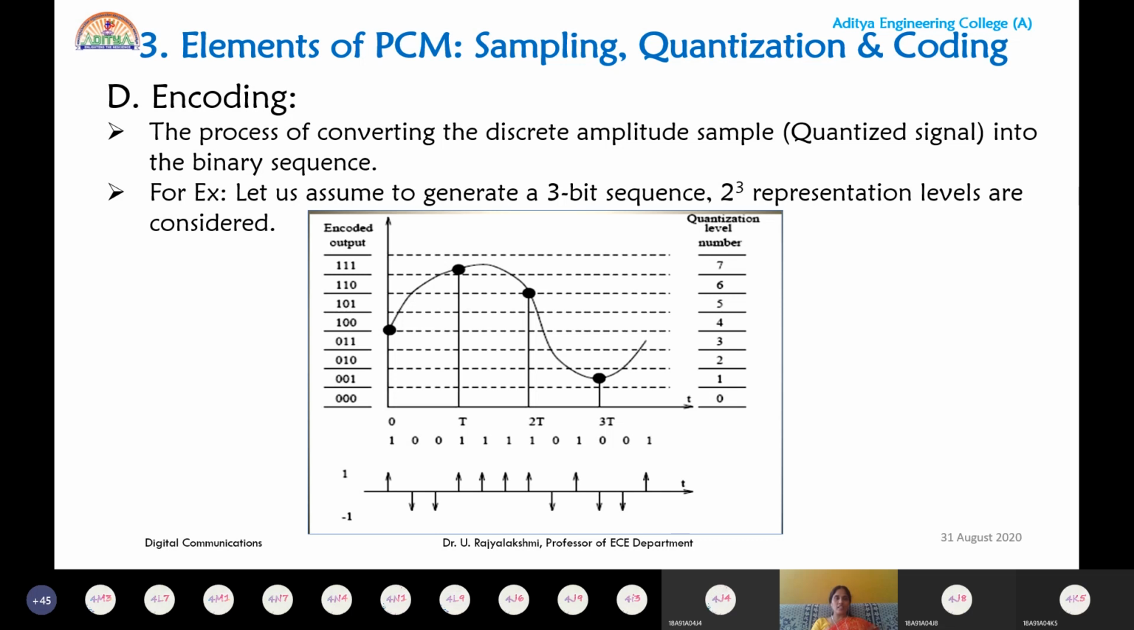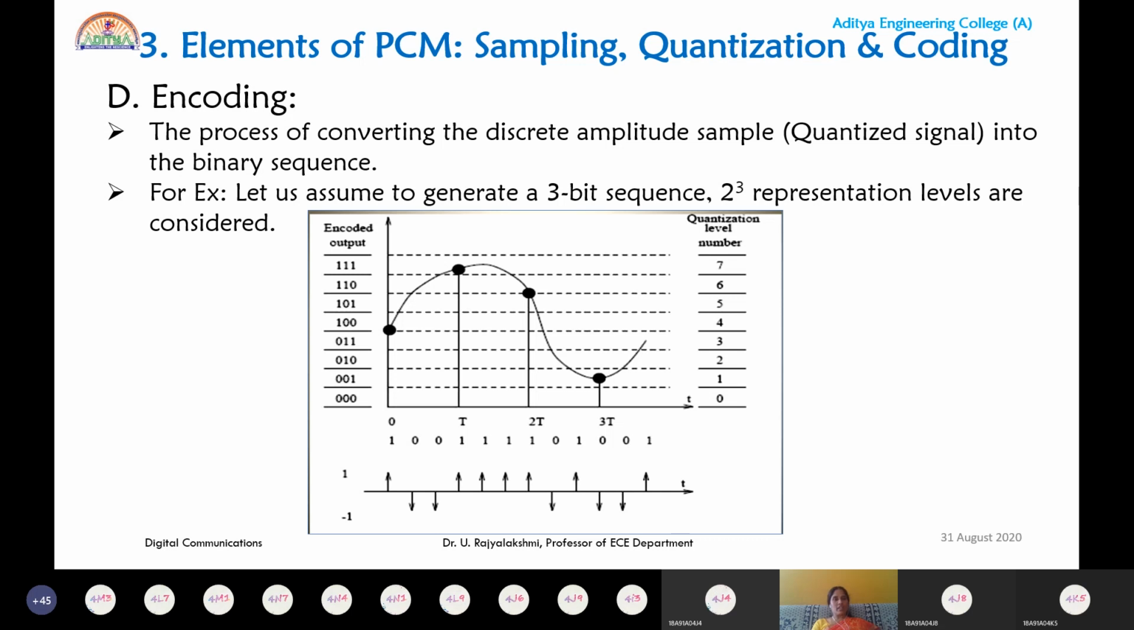Okay, let us move to the next element. What is the next element after quantization? Finally, the quantizer generates discrete amplitude samples. What is the output of quantization? Discrete amplitude samples. Now those discrete amplitude samples are represented in the form of a binary sequence by using the encoder. What will this encoder do? The encoder converts the discrete amplitude samples into a binary sequence.